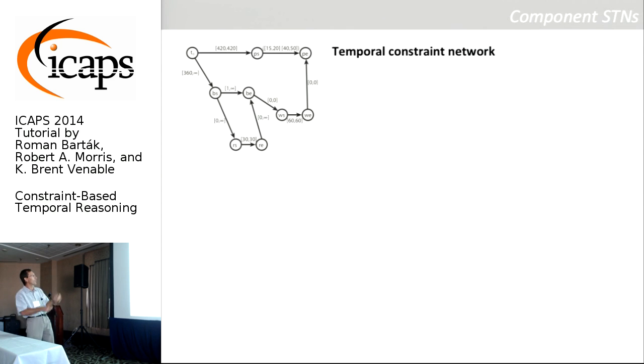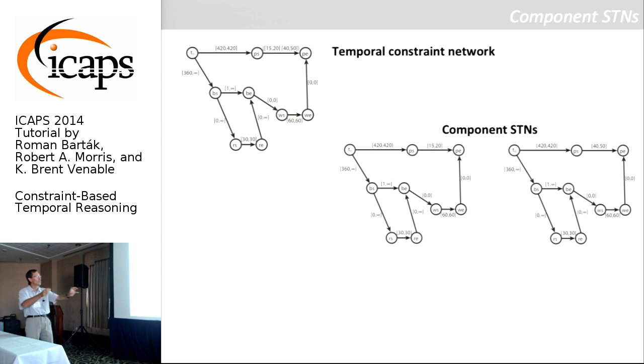So this is the temporal constraint network, and I use just one disjunction here, so it's very easy. I don't need to combine more disjunctions. But still, it's there. 1520 is the distance, or 4050, right? So from this network, I just obtain 2 component STNs, right? One is for the distance 1520, and the other one is 4050.